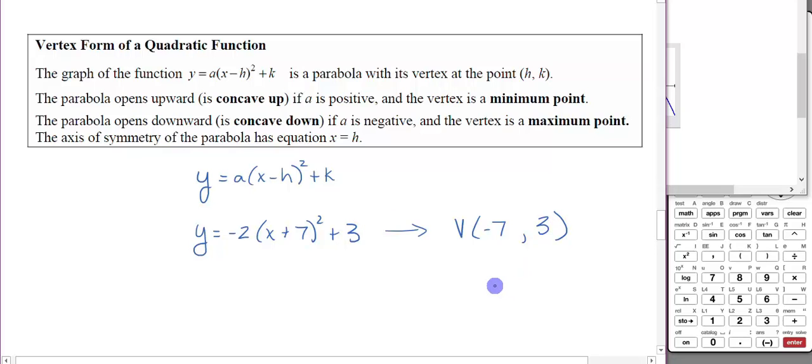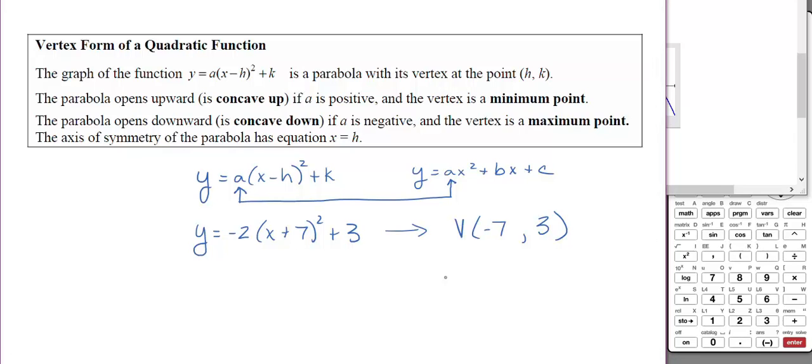So same as usual, this a is the same as if we had y equals ax squared plus bx plus c. That a is going to be the exact same as that a, so the rules from before still hold. If a is positive, it's going to open up. If a is negative, it's going to open down. And then you would have either the minimum or the maximum, respectively. And the axis of symmetry still has the equation of x equals h.